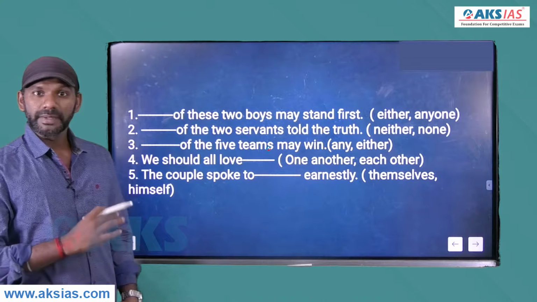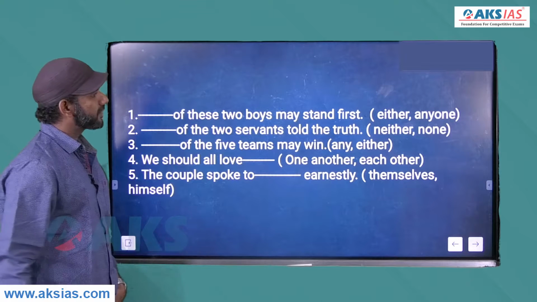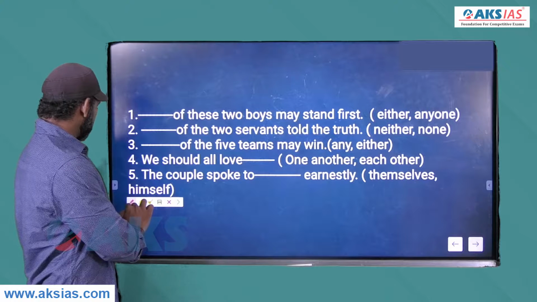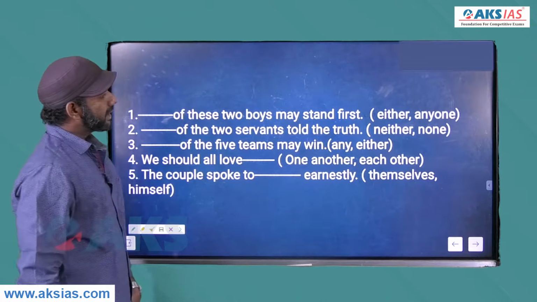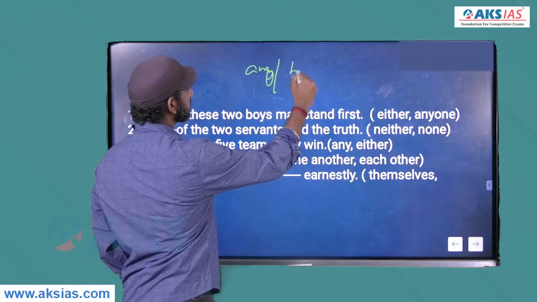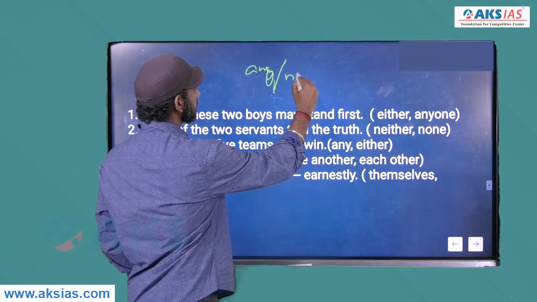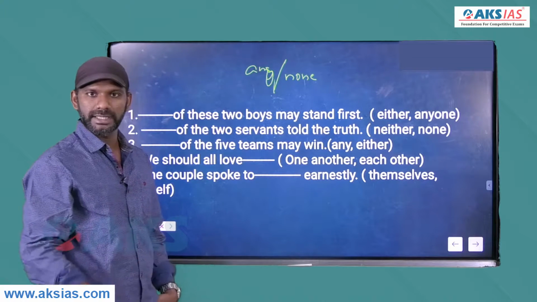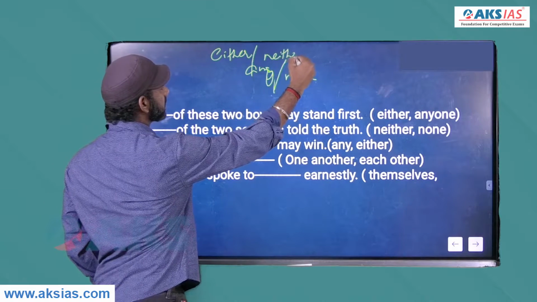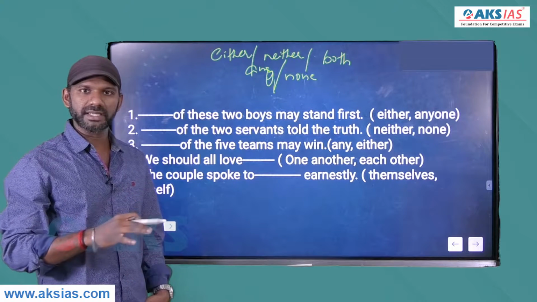Come to the first one. Understand the meaning of a sentence. Right? Dash of these two boys may stand first. The options are either and anyone. Now we have discussed this rule. Any and none can be used only when there are more than two entities, whereas either, neither, and both can be used only when there are two entities. That's the rule we discussed on pronouns.